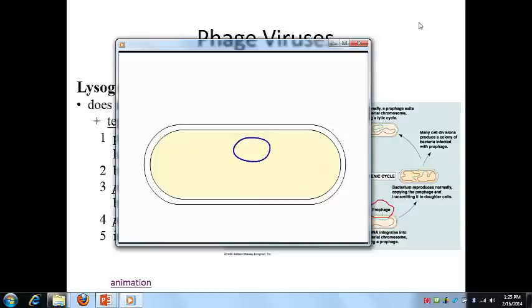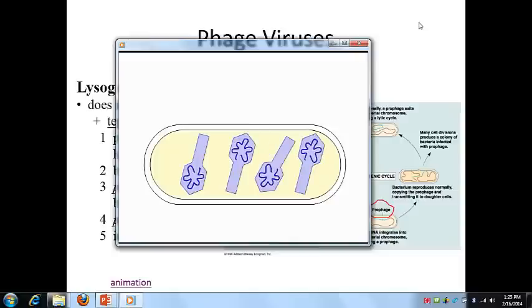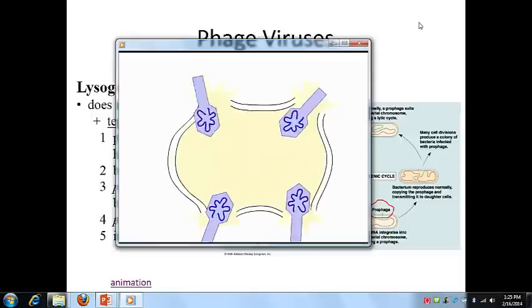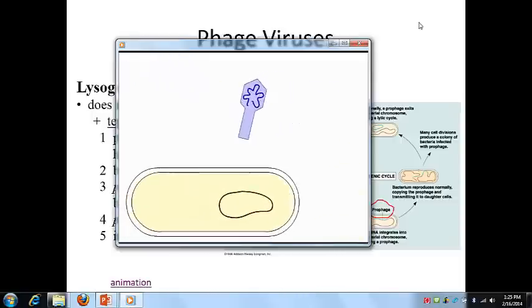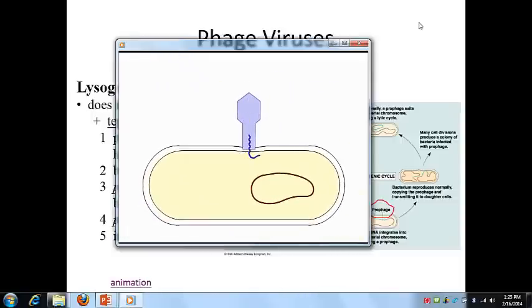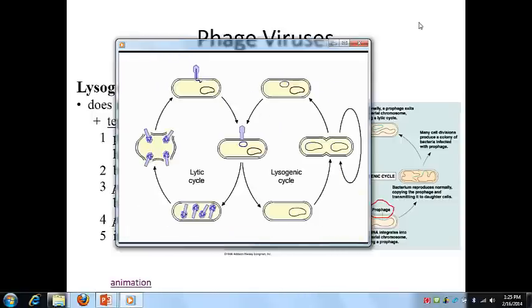The viral DNA takes over the metabolic machinery of the host cell to make phage DNA and proteins. The host cell lyses, releasing phages which can infect other cells. This diagram summarizes the lysogenic and lytic cycles of phage lambda.